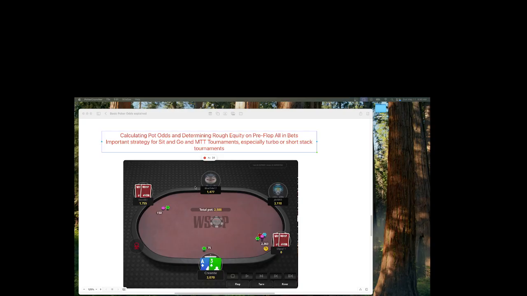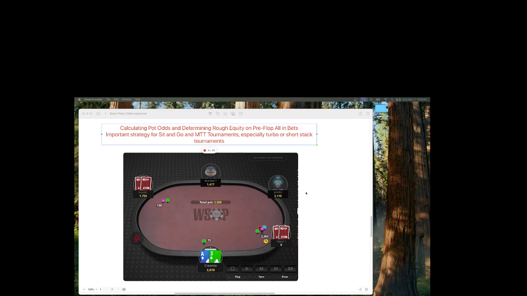Calculating pot odds and determining rough equity on pre-flop all-in bets is an important strategy for sit and go and multi-table tournaments, especially turbo or short stack tournaments. It becomes an even bigger issue in sit and goes, because this is the main strategy you're going to be playing. You're going to play super tight until the blinds start to escalate, and then you'll loosen up and shove a wide range of your hands.